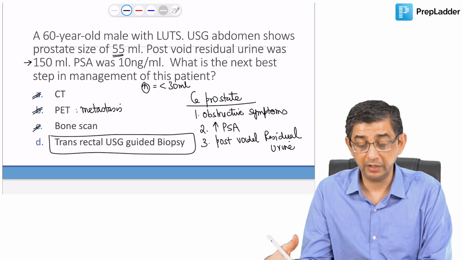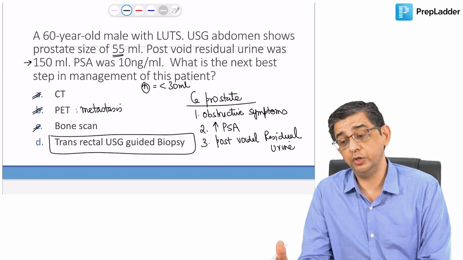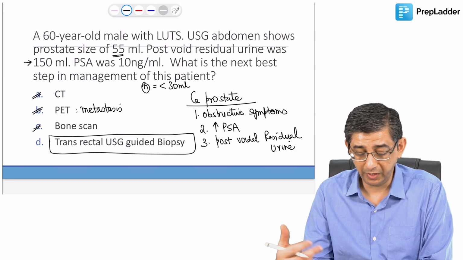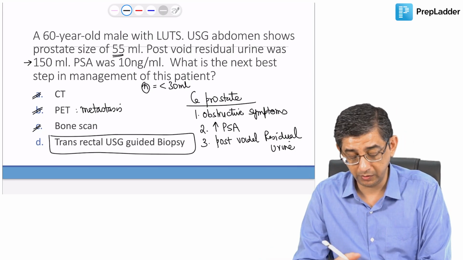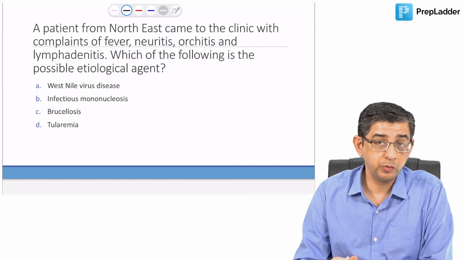So wherever in doubt, it's always an advantage to give the benefit of doubt, that we should always rule out a malignancy. Out of the options that are given in this question, the best one that fits is a transrectal ultrasound guided biopsy in lieu of grossly elevated PSA. The next question could not be recalled by most people.